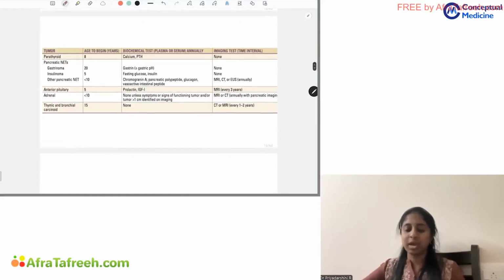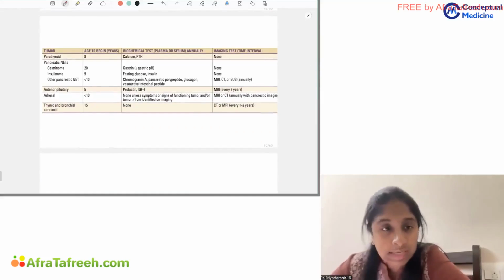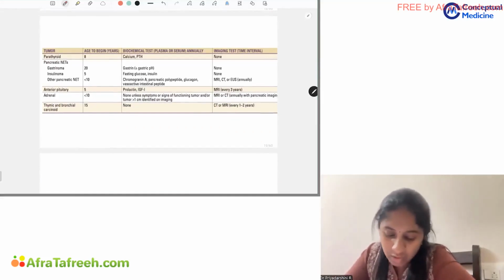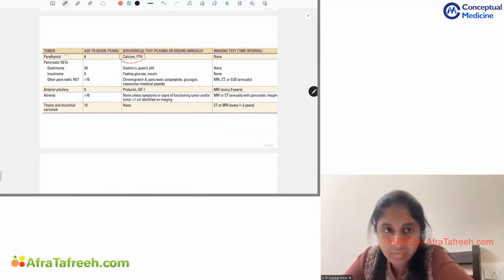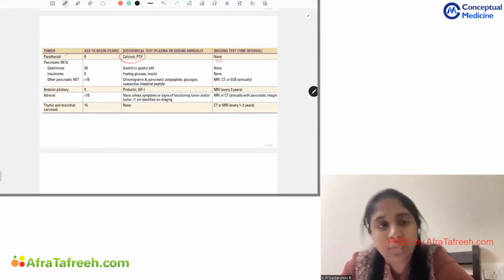So slow screening and manifestation is of utmost importance. So what are all the tests that you will use for screening? Generally in parathyroid, you will use calcium and PTH. Will you use any imaging test for screening purpose? No. Only if it is high, then we will go for imaging.